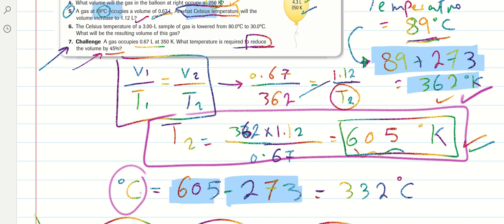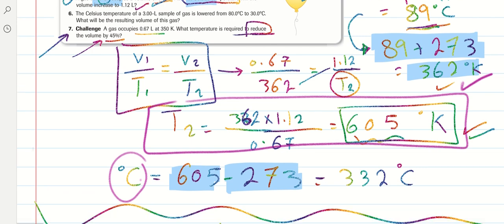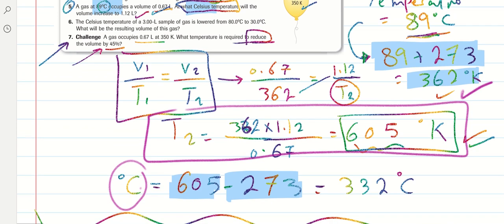Type. And then the challenging question, I will answer it also because here they said the volume is reduced by 45%. So I have V1, and I have T1, and thank God they gave it to me already in Kelvin. I don't have to convert. And V2 is reduced.